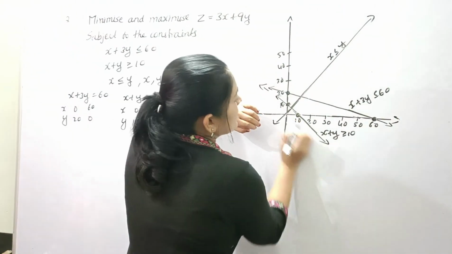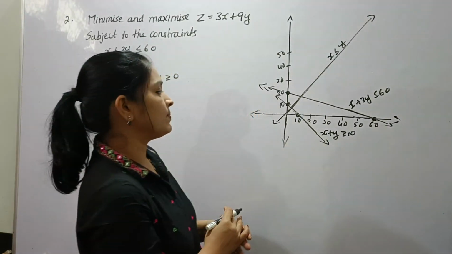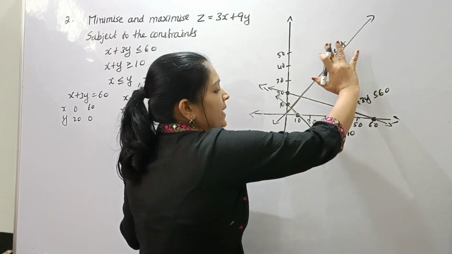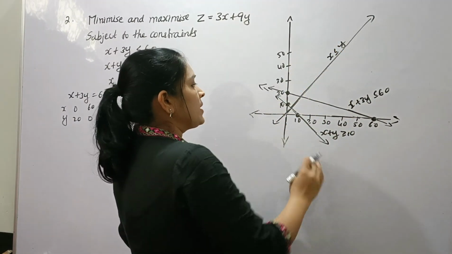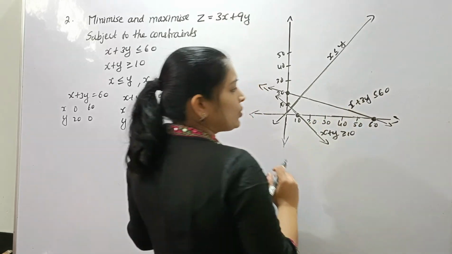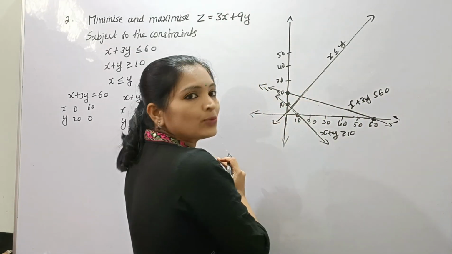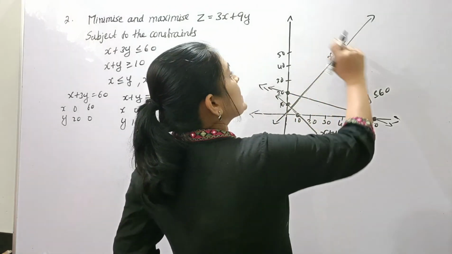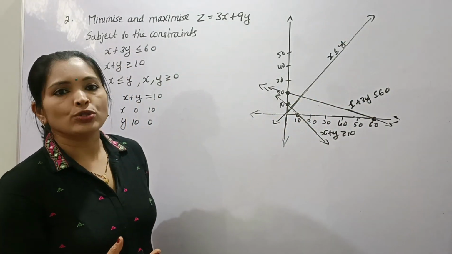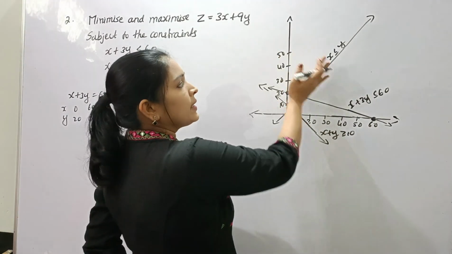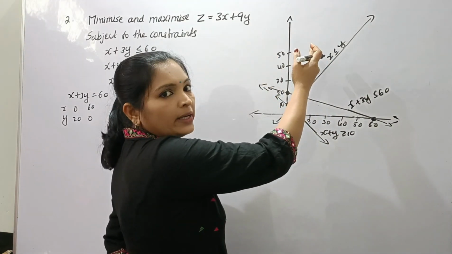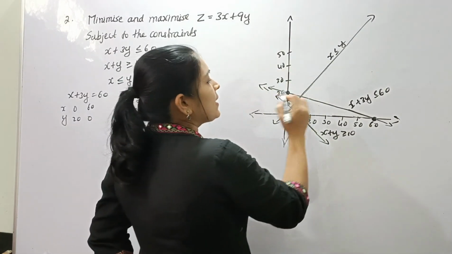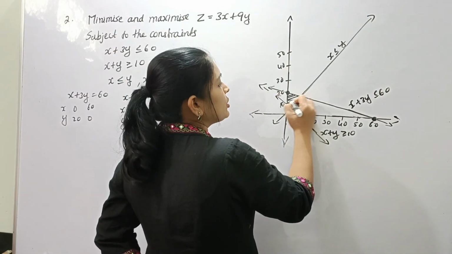First of all, let's consider x plus y greater than or equal to 10. Therefore, here the region is outside of this line, this side. And x plus 3y less than or equal to 60, that is the region towards the origin, so this side. After that, next x less than or equal to y means y greater than or equal to x. So here the region is y greater, therefore it is towards the y axis, so this side. So what is the common region? See, it is the common region.